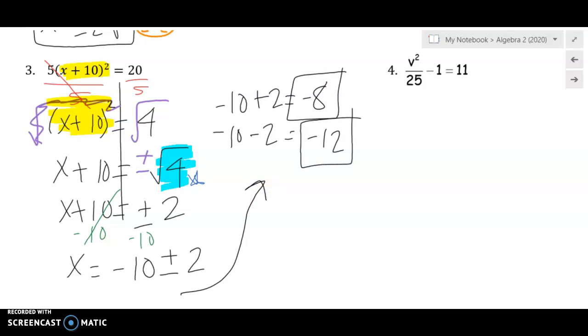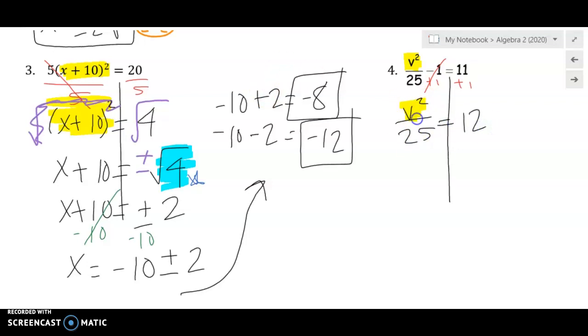You can go ahead and just add them and subtract them. Okay, number 4. Instead of an x, it's a v, but you do the same thing. I want to get this v squared by itself. So I'm going to go ahead and add the 1 to the other side. So I have v squared over 25 is equal to 12.